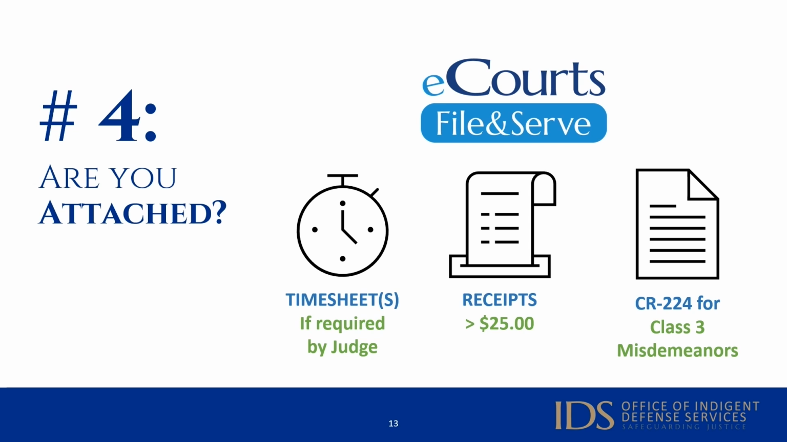So if a judge requires a timesheet, the timesheet must be attached to the FIAP when it's submitted in File and Serve. If you seek reimbursement for expenses of $25 or more, receipts must be attached to the FIAP when it's submitted in File and Serve. And if the highest charge is a Class 3 misdemeanor, a valid CR-224 must be attached to the FIAP when it is submitted in File and Serve.